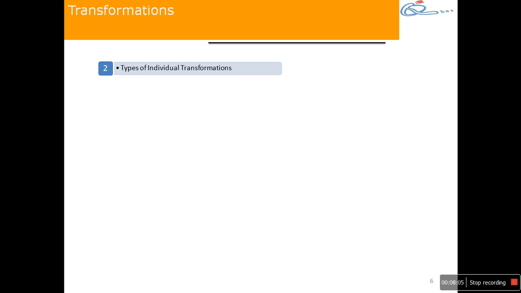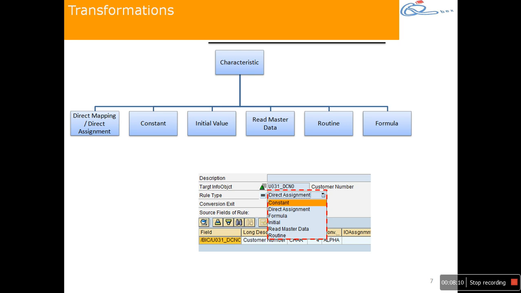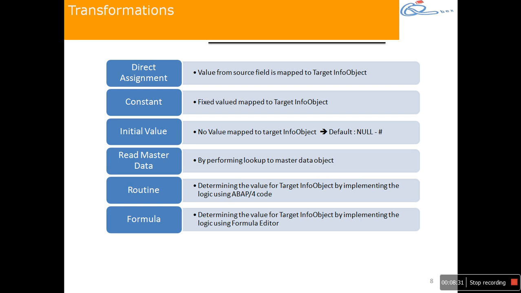Now, the types of individual transformation, field level rules. We are discussing only field level rules here. I told you, the types differ based on the type of target InfoObject. If it is a characteristic, you have this: direct mapping, or we call it direct assignment, constant, initial value, read master data, routine and formula. In the latest version there is also read from DSO, we'll see. So we have to focus on what is direct assignment, what is constant, what is initial value, what is each of these. Okay. The first one is direct assignment.